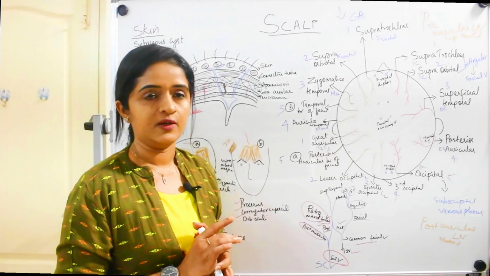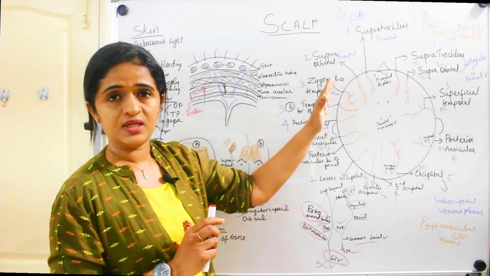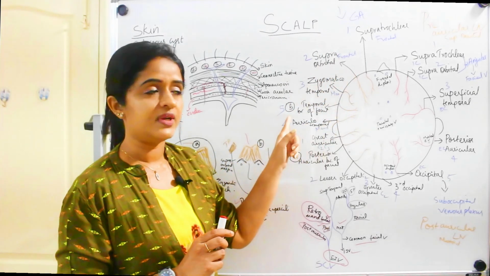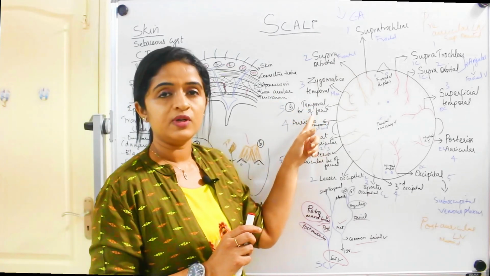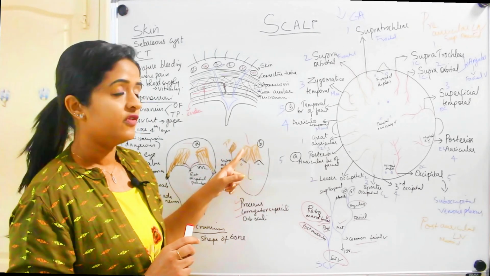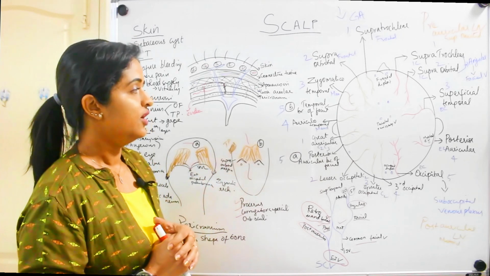So, these are the main sensory nerves coming in front of the auricle, and the motor branch is the temporal branch of facial nerve. So, temporal branch of facial nerve supplies the frontal belly of occipitofrontalis. That also you have to remember.